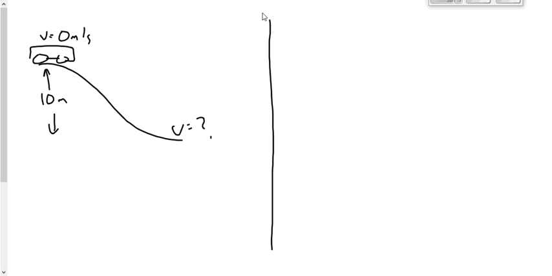We're going to say that the energy at the top of this hill is equal to the energy at the bottom of this hill. In other words, we're going to say EI is equal to EF, or EA is equal to EB, or E1 is equal to E2. Bottom line is the energy at the top of the hill is equal to the energy at the bottom of the hill. Now, what kind of energy does this car have at the top of the hill?